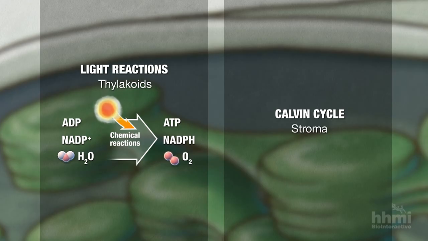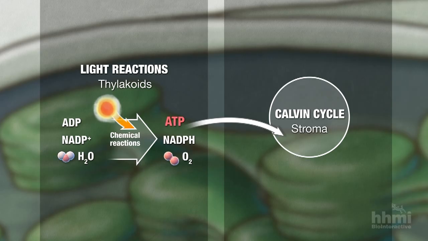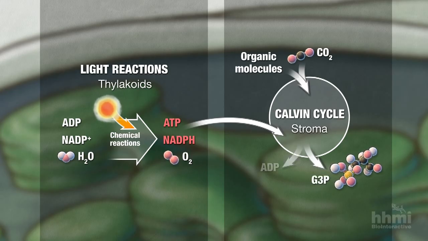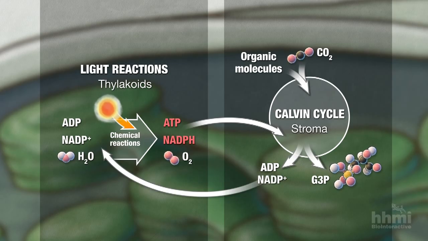In the stroma, the Calvin cycle reactions use the chemical energy of ATP and NADPH to combine carbon dioxide from the air with organic molecules to form new molecules like the sugar G3P. ADP and NADP+ are recycled and may be used again in the light reactions. A plant increases its biomass through the formation of these new organic molecules.